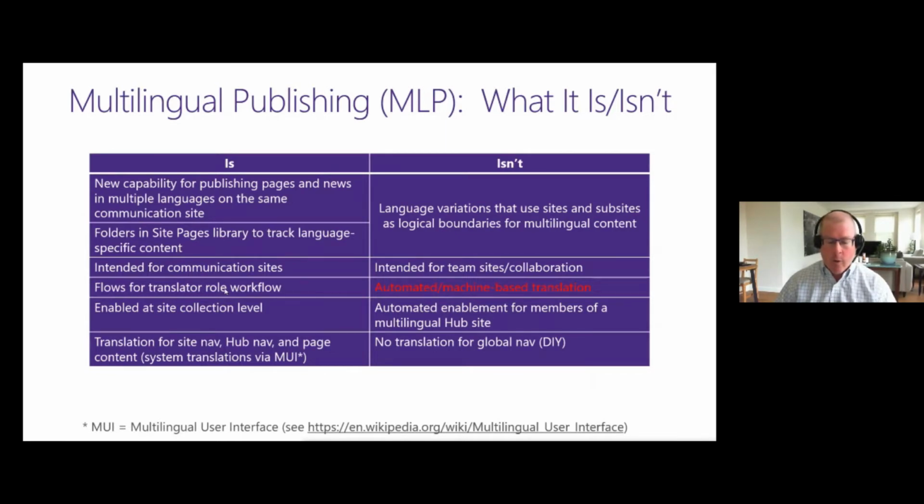So the translator role, if I'm identified as a translator, I'm going to get notifications that there's something for me to translate. Then the owner of the master page is going to get a notification that there's newly translated content, etc. So those flows are also a component of this. But I think the rest of this we've mostly covered.